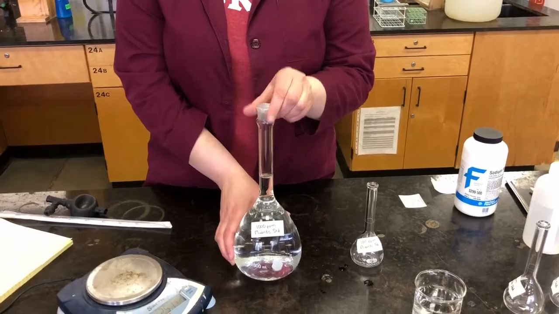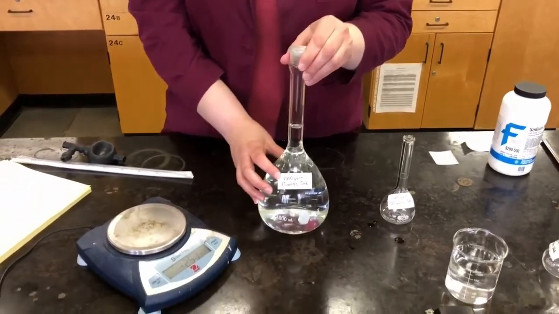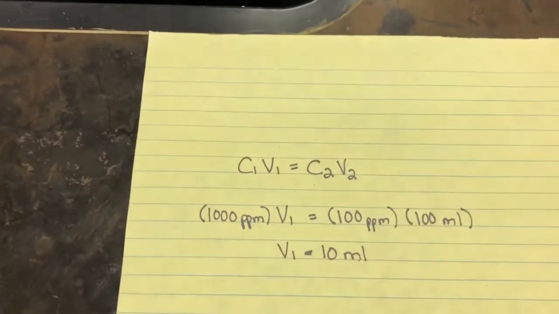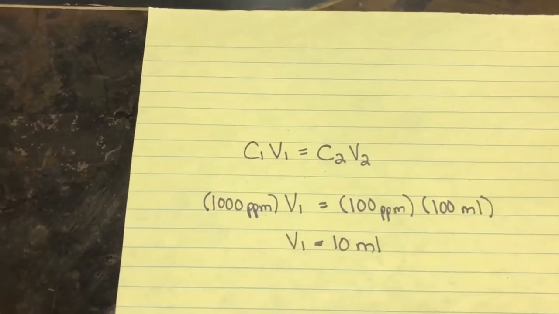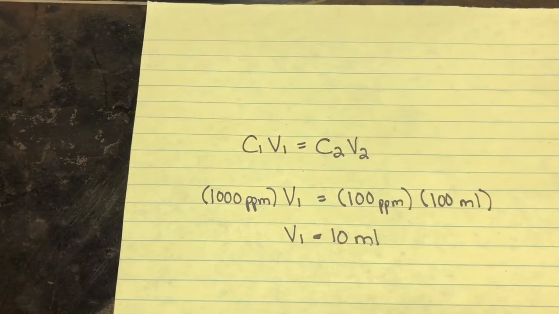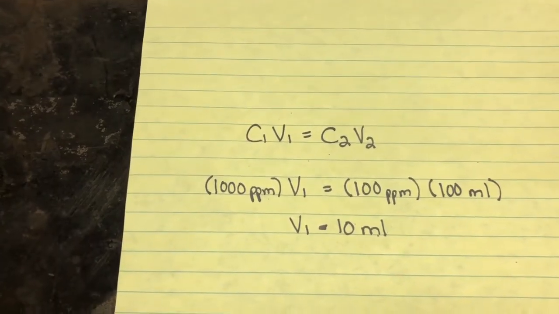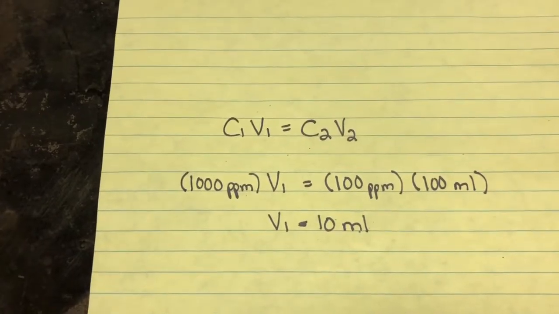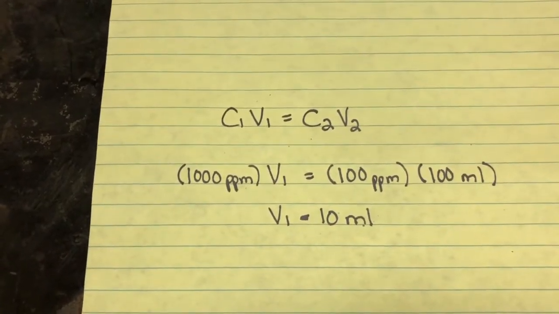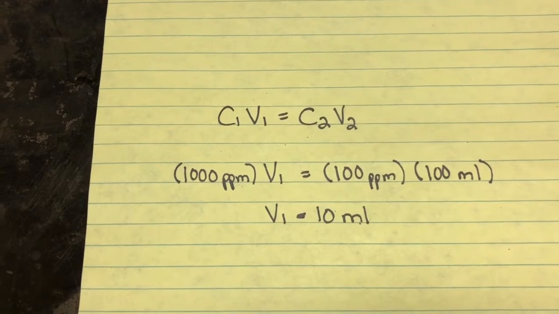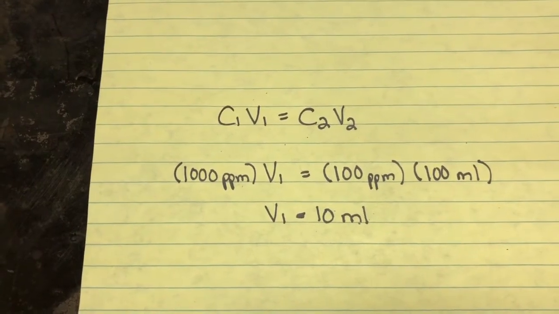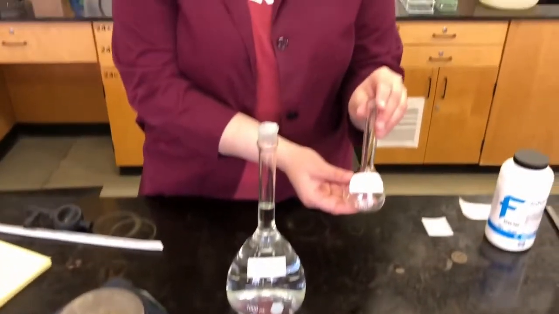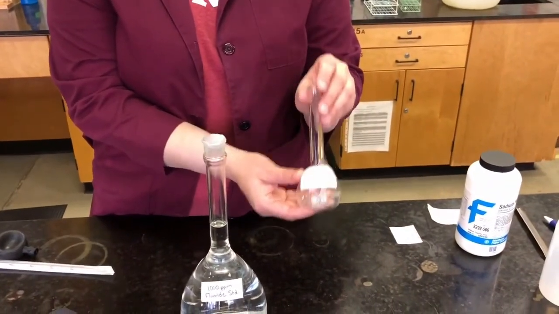So C1 in this case is our 1000 ppm, the one we just made up. V1 is the amount of this solution we're going to take out to put into the smaller flask. That's what we're trying to solve for. So C1 is 1000 ppm, and V1 is what we're looking for. C2 is the concentration that we're trying to dilute it down to. So we're diluting it down to 100 ppm. That's the concentration we want to have in this flask.